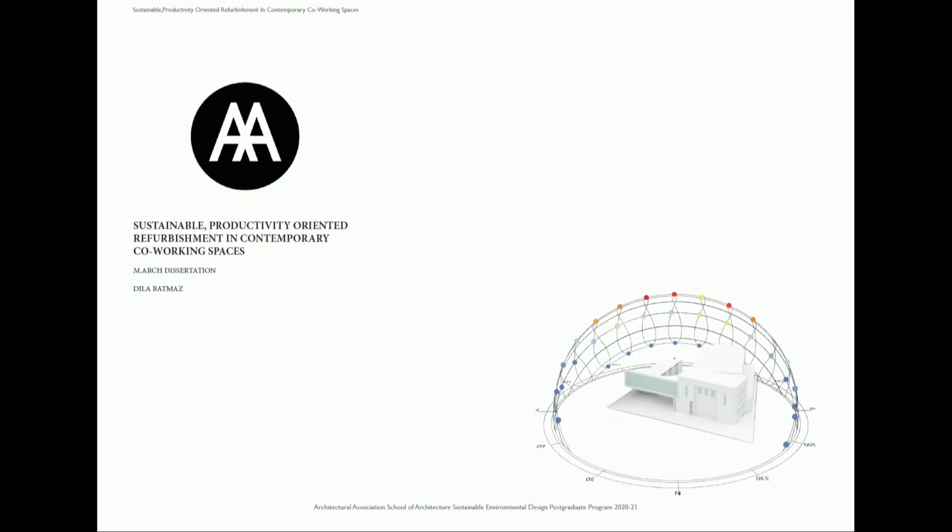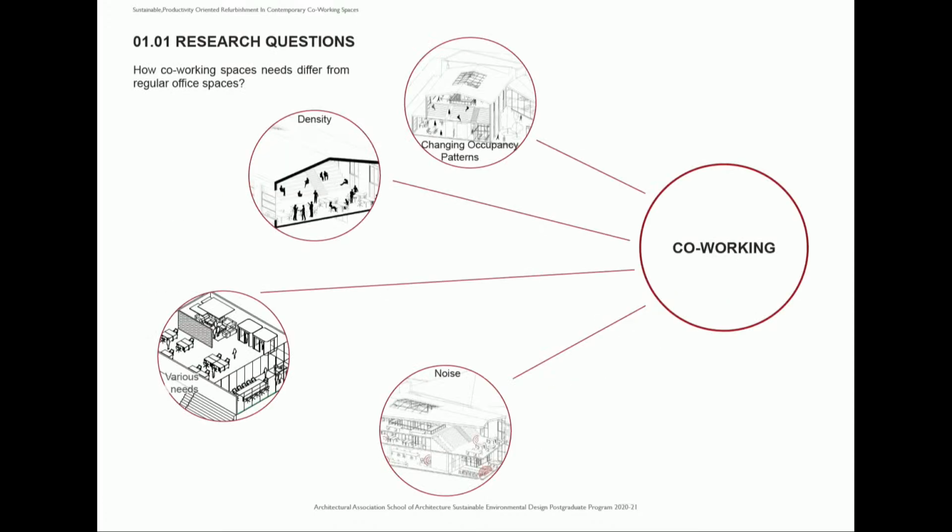Okay. So, hello, my name is Dila Batmaz. My dissertation project topic is sustainable productivity-oriented refurbishment in a contemporary co-working space. As the research questions, first I wanted to talk about the difference between co-working space and a regular office space, because the majority of the existing regulations are based on traditional types of offices, and co-working spaces have different needs than traditional offices. For example, there are various needs in a co-working space which will be different for each user, because each user will use a different working method.